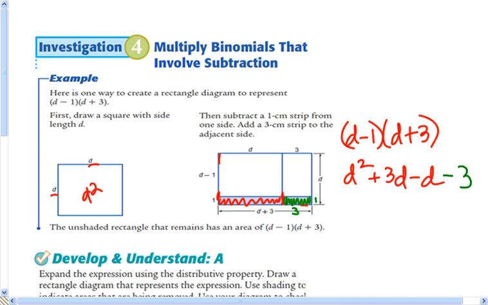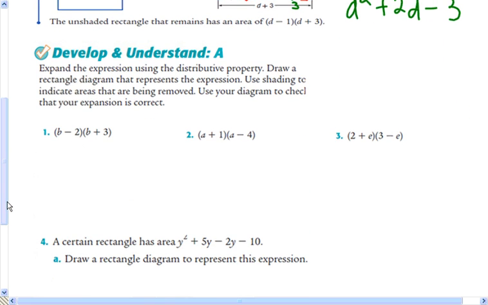And then we can simplify that and we get d squared. We can combine 3d and minus 1d, and that makes plus 2d minus 3. So just like when we were adding them, you end up with a trinomial. And there's usually 2 things you can combine in the final product. So we just kind of have to watch our signs when we're doing these.